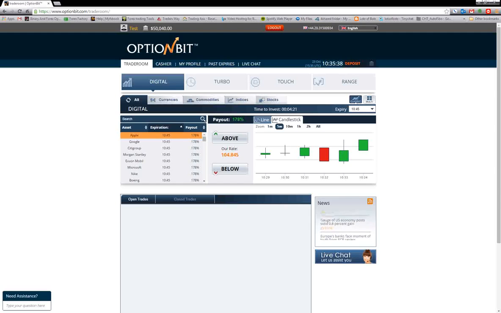I've played around with it a little bit. I'm still a fan of the digital options, but touch, no touch is something I could probably look at playing with in the future because I like that more. All you need is a spike up, touch, trade is done. It's more along the lines of a typical forex trade or a spot trade.